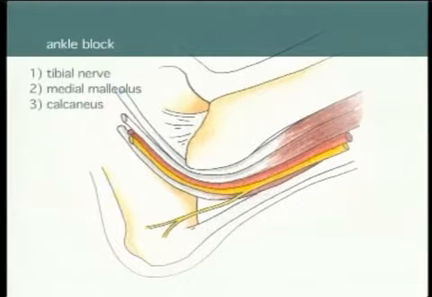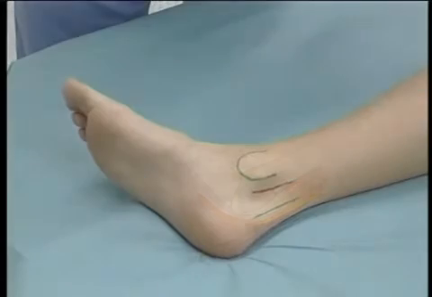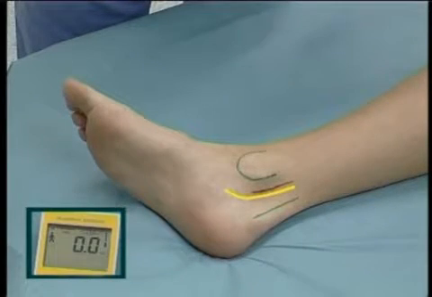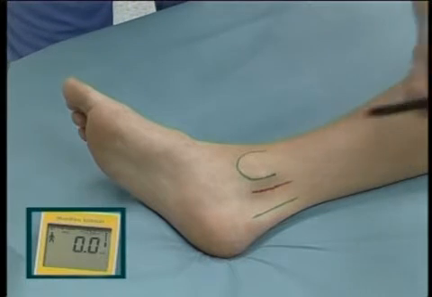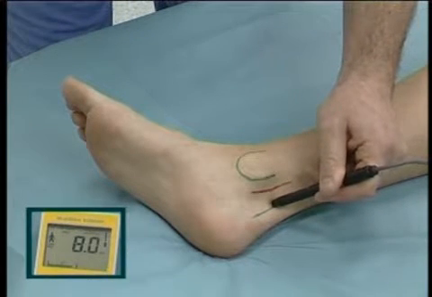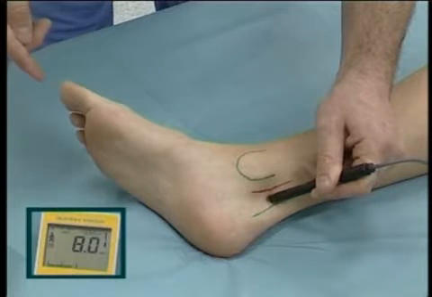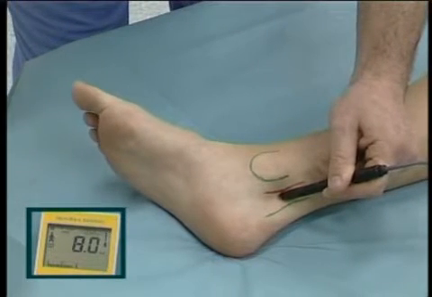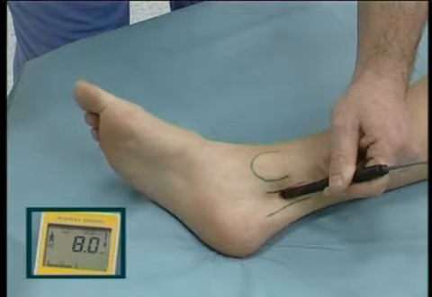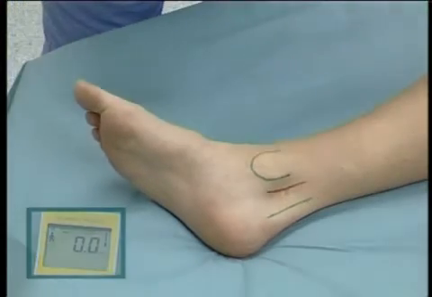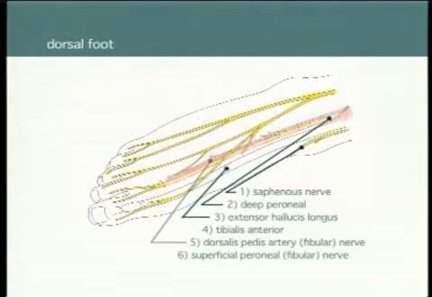Ankle block. Tibial nerve. It lies between the medial malleolus and the posterior calcaneal border. Paresthesia is into sole of foot and toes, and some motor response can be seen by twitching of the flexor muscles of the sole and the toes. Saphenous nerve lies anterior to the medial malleolus, and paresthesia is into the medial aspect of the foot.